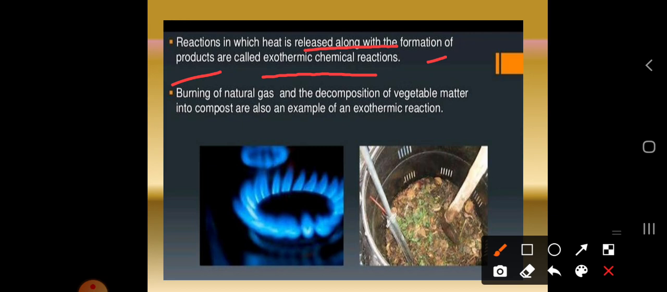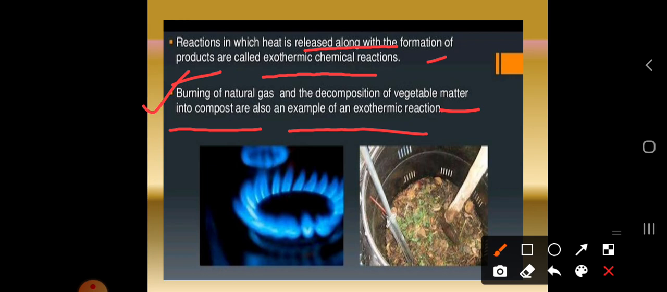A 1 mark question can be asked here also: what is an exothermic chemical reaction? A reaction in which heat is released along with the formation of products is called an exothermic chemical reaction. Another example of an exothermic chemical reaction is the burning of natural gas. Natural gas means what we use in our kitchen stoves. The burning of natural gas and the decomposition of vegetable matter into compost are also examples of exothermic reactions.